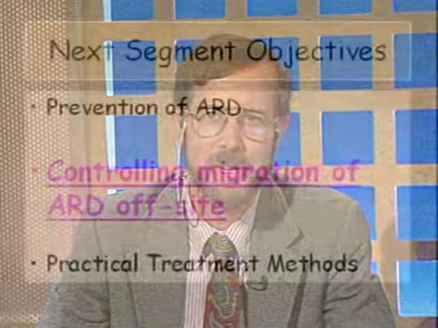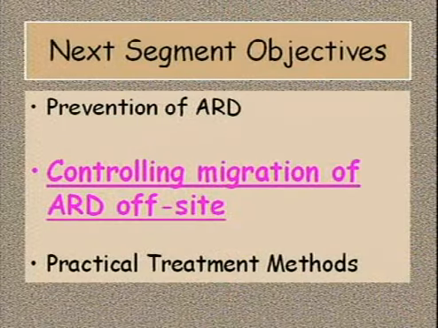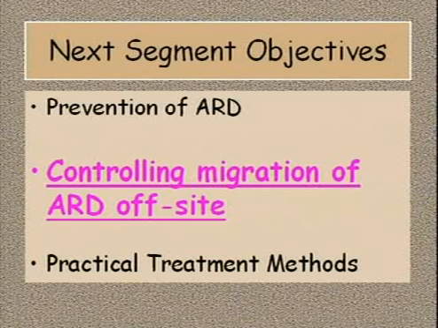At this point, we've just discussed how to prevent ARD from forming, but it's unlikely that ARD can be totally stopped in every situation. So now we're going to move on to discussing methods of controlling the movement of ARD that is formed despite all of our best efforts at prevention. We've divided this segment into discussions addressing surface water and groundwater.